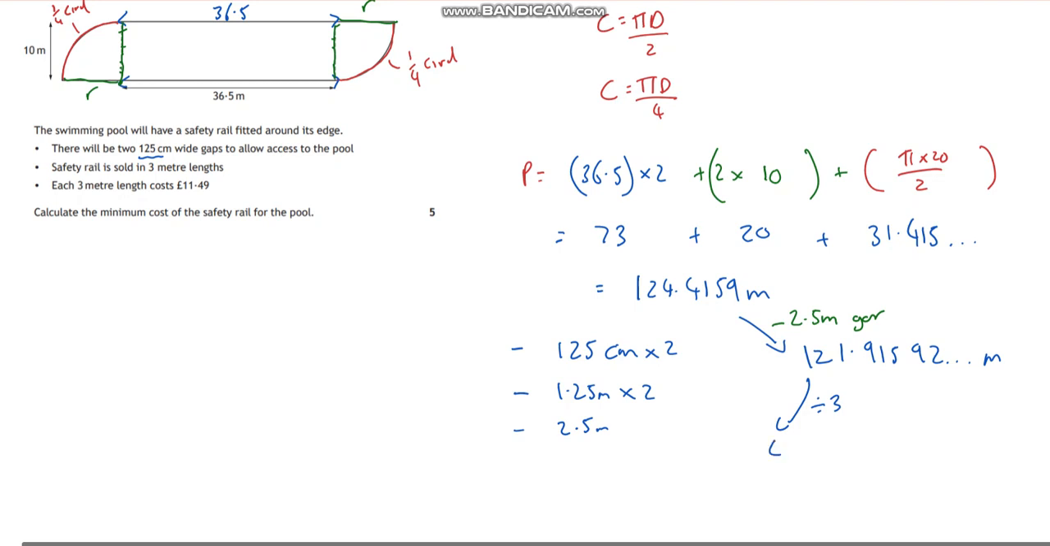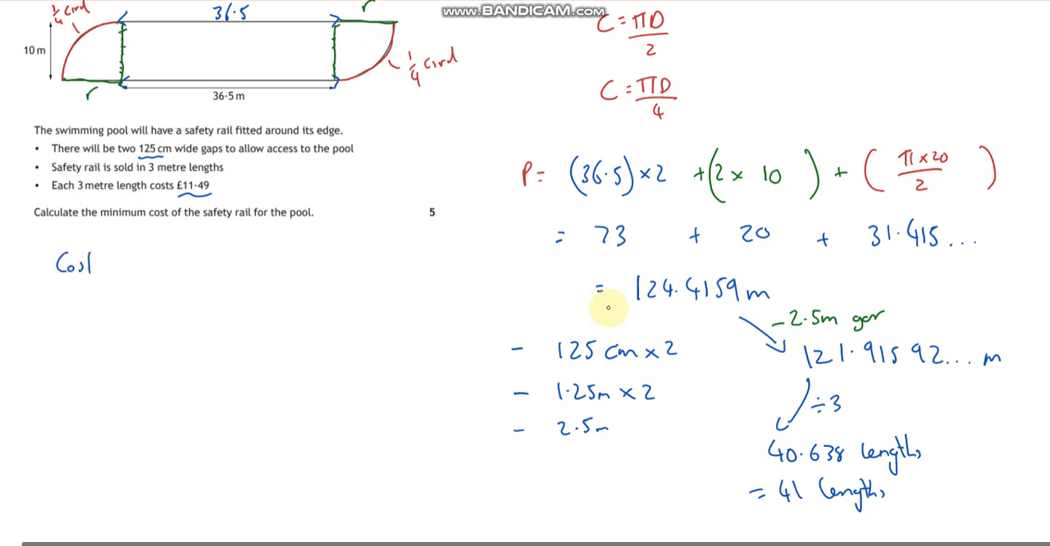So that's going to give me 40.638. We'll just call them lengths. So therefore, I'm going to need 41 lengths. I can't go and buy 0.6. I'll have to round up. That makes sense, doesn't it? Absolutely.